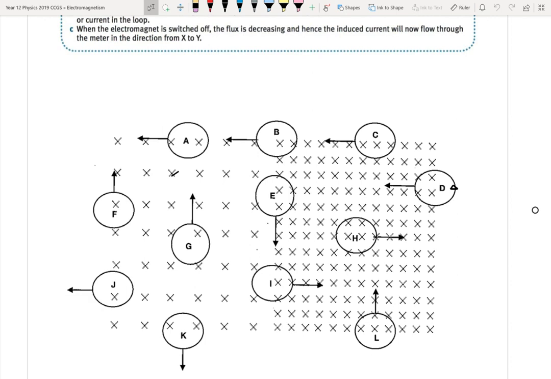So, remember the template. 1 mark, state the scenario. The 2nd mark, Faraday's law. The 3rd mark, Lenz's law. And then the 4th mark, you then state the consequence.